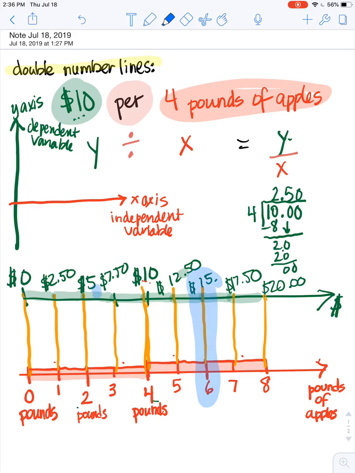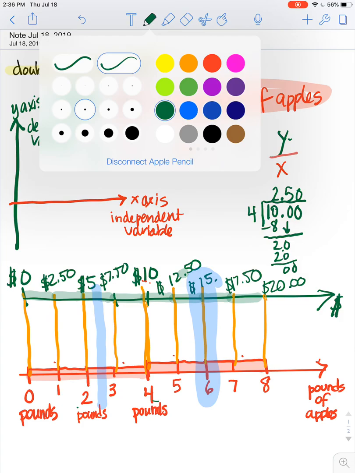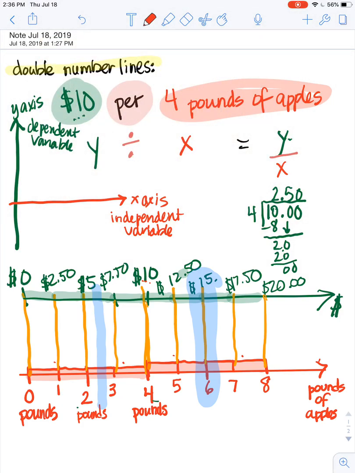But what if you say, actually I wanted to buy 2.5 pounds? You can pause the video if you want to think about how you're going to figure that out. It's going to be right in between 2 and 3, so it's going to be right in between $5 and $7.50. The difference is $2.50. If you split that difference in half, you get $1.25, so it's going to be $6.25. You add $1.25, and then you add $1.25, and you get there. So you would know that 2.5 pounds would be $6.25.